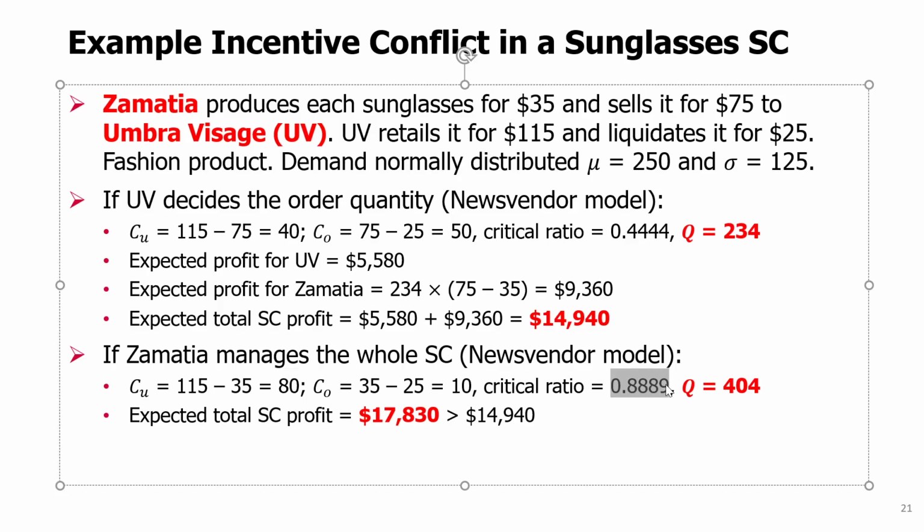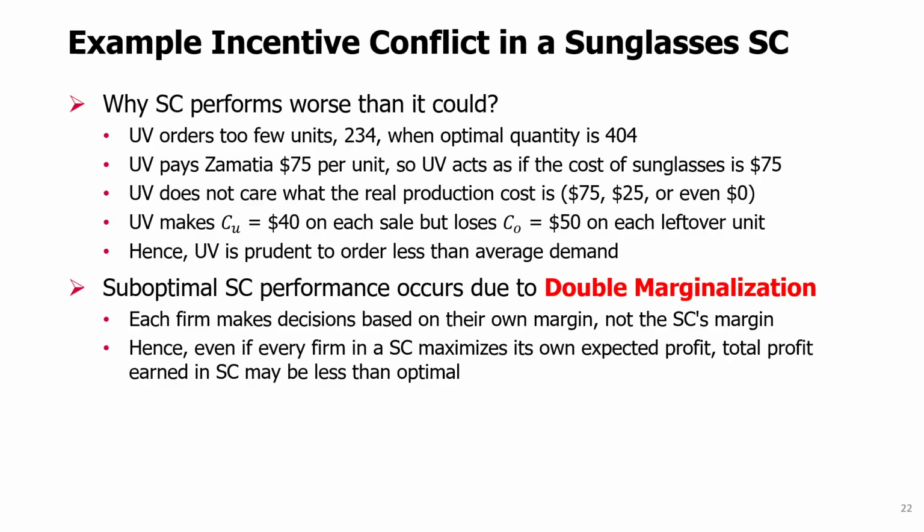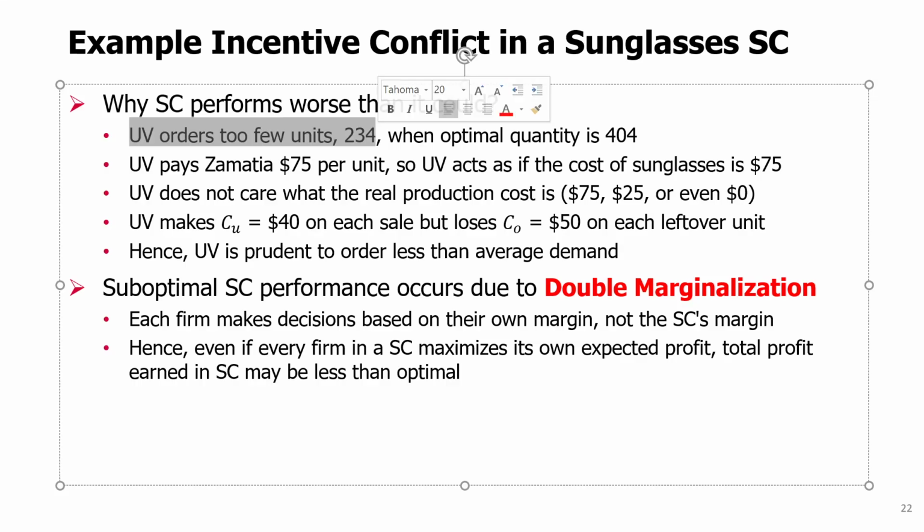And now the critical ratio is much larger, much more than 0.5, and the appropriate order quantity chosen by the news vendor model will be much larger than the mean. And notice that now the total profit of the supply chain is much more, almost $3,000 more than the profit those two companies obtained separately when UV chose the quantity according to their profit maximization. So why did the supply chain in this example of sunglasses perform worse than it could? UV orders too few units: 234, when the optimal quantity for the whole supply chain is 404.